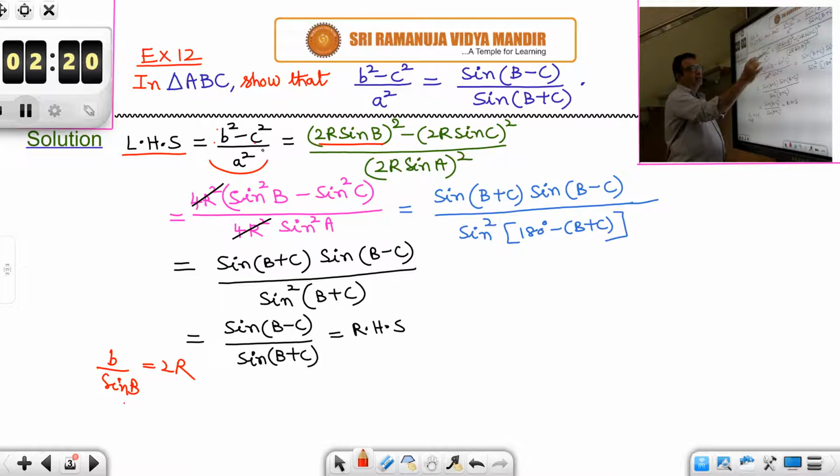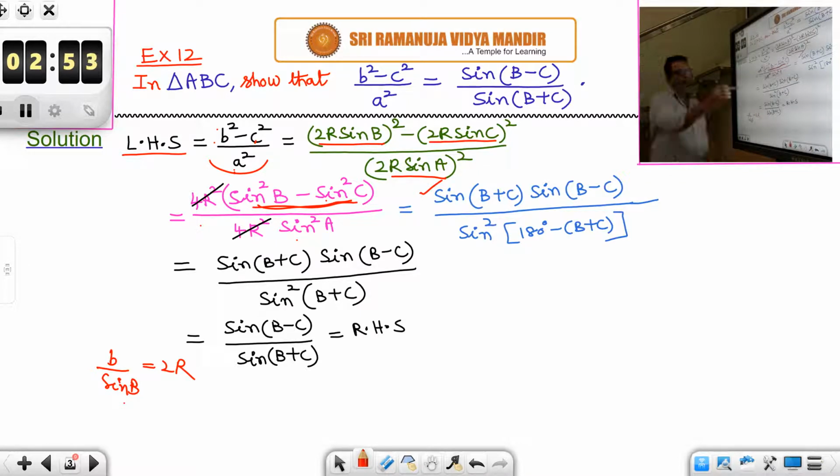Similarly, c/sin C is also 2R. So c square is (2R sin C) whole square. Similarly, a/sin A is equal to 2R. So a square is (2R sin A) whole square. So 4R square can be cancelled out. So you'll get (sin square B minus sin square C)/sin square A. In trigonometry we have this formula, sin square B minus sin square C is equal to sin(B plus C) into sin(B minus C).